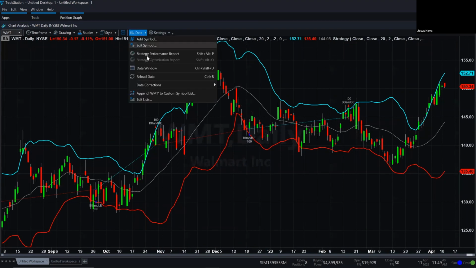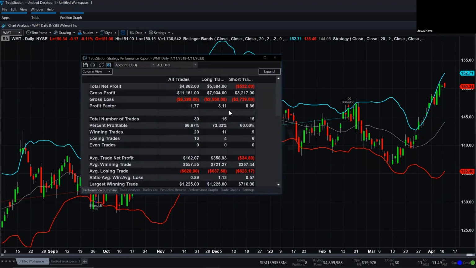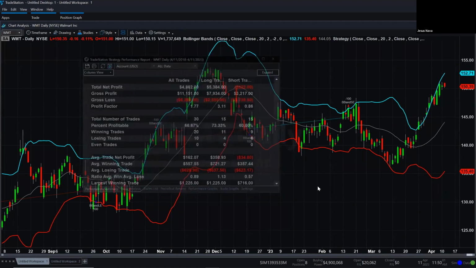How did the strategy do on this particular strategy component? This is Walmart, 5 years. Not many trades on those 5 years, but still it is a profitable strategy. Again, it needs a lot of work, but you can already see that by just putting a strategy on the chart, you can automatically pull up a strategy performance report for evaluation.